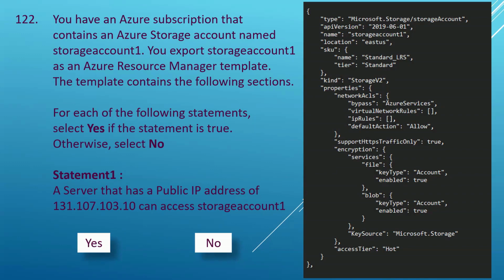Now, you can see in the ARM template, virtual network rules and IP rules are blank in the network ACL's element. And the default action is allow. So, yes, this statement is correct.